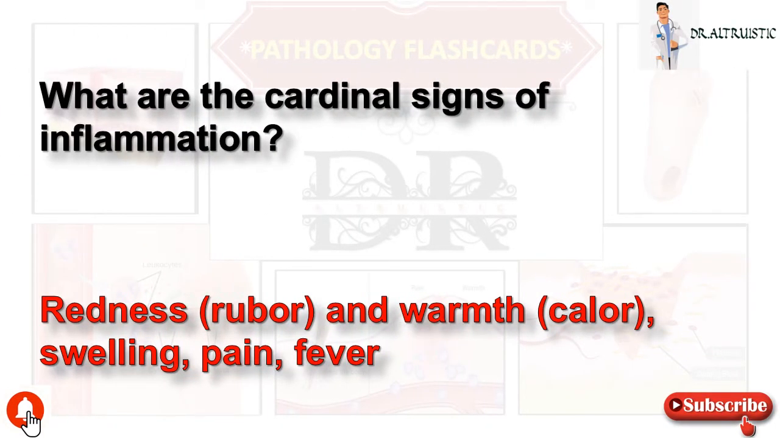What are the cardinal signs of inflammation? Redness, rubor, and warmth, calor, swelling, tumor, pain, dolor, fever.